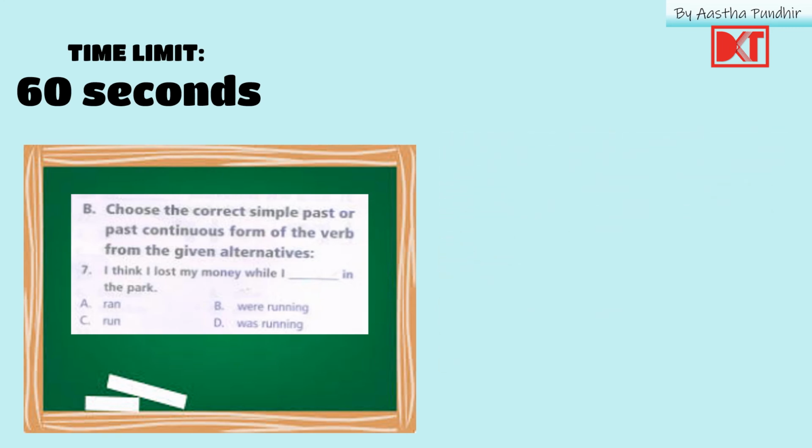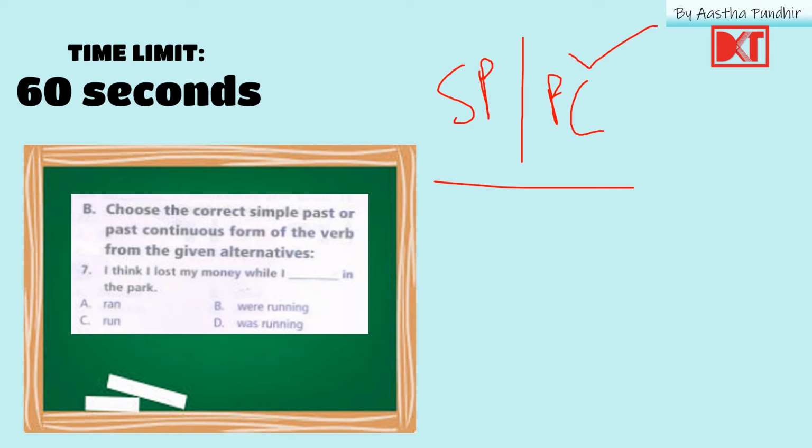Okay, now here choose the correct simple past or past continuous form of the verb from the given alternatives. Either simple past or past continuous. Let's see. I think I lost my money while I dash in the park. While I, here what will we be using? We will be using past continuous because it was a continuous action that was happening, which was running. So how is it formed? While I was running. With I we use was, and then running is the verb plus ing form.